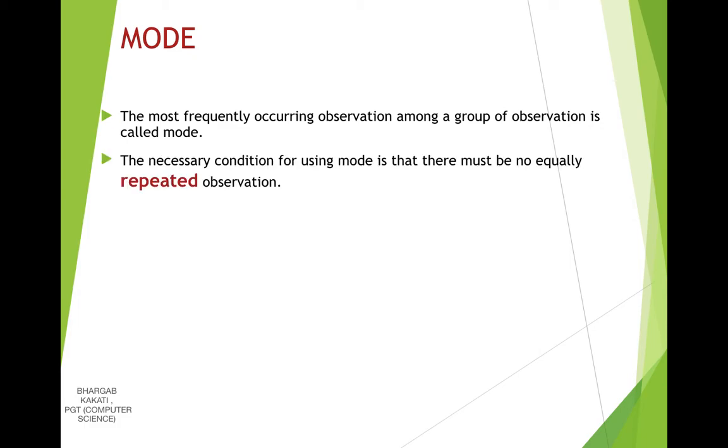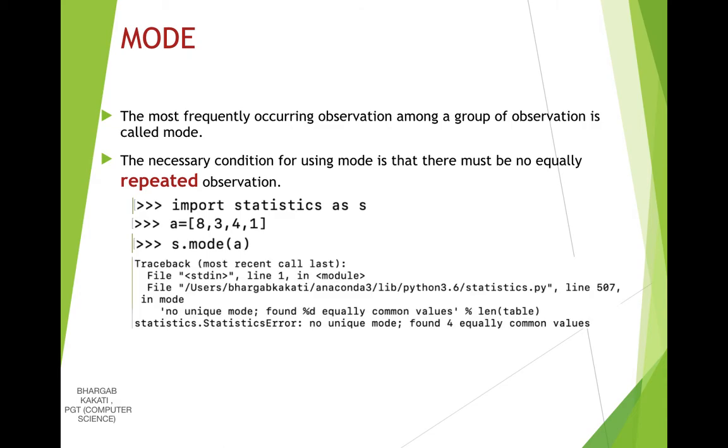There is a necessary condition for mode. The necessary condition for using mode is that there must be no equally repeated observation. You will understand it with the help of an example. If I write import statistics as s and give this set of values, and after that I write s.mode(a), I'll get an error. The error says: no unique mode found, 4 equally common values. Mode should return the value with the highest number of repetitions, but here 8, 3, 4, 1 are all repeated the same number of times, that is 1. Therefore you cannot find out the mode, and Python is returning an error here.